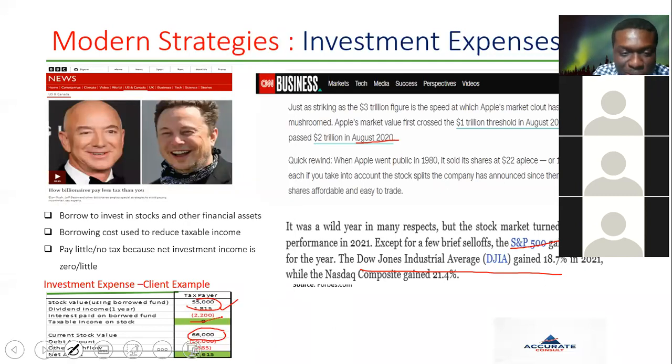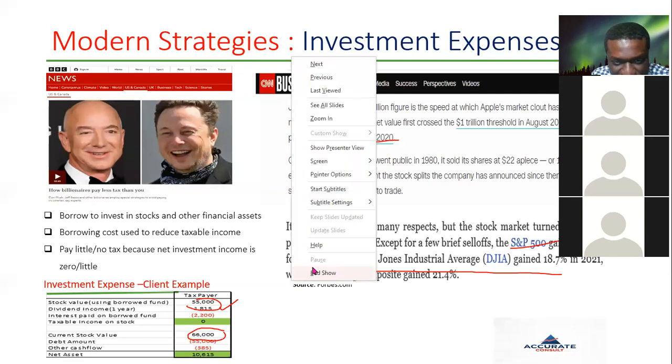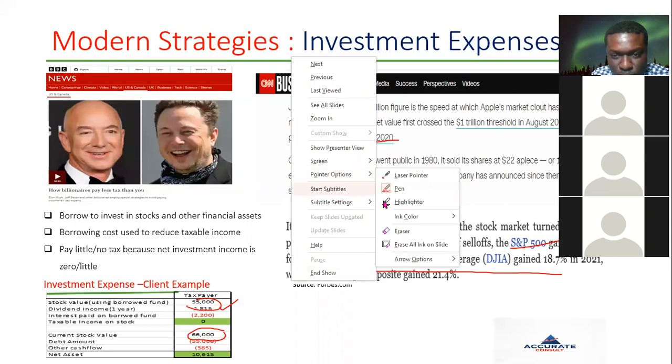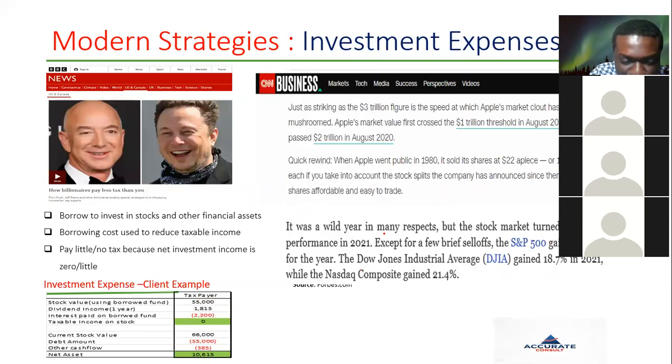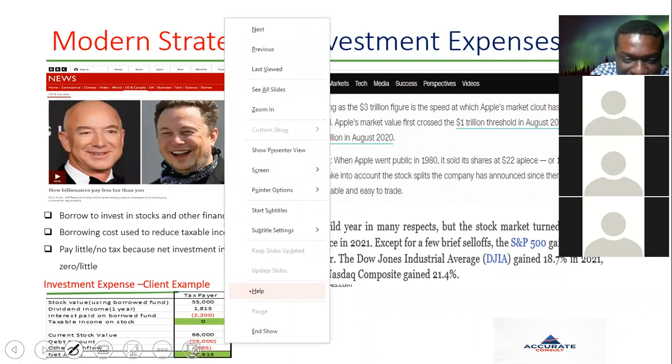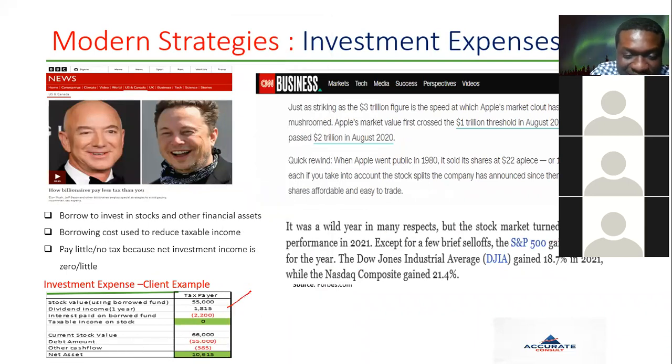So what the tax system will look at is the income you made from the stock and the expense, we call it carrying charges. So he made 1,815 from dividends. Then he incurred 2,200.